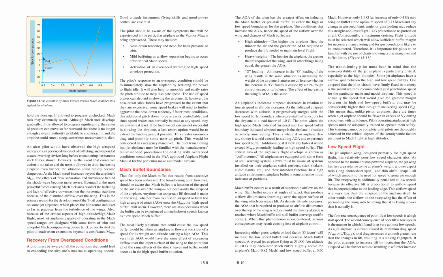If the first two options are not successful in slowing the airplane, a last resort option would be to extend the landing gear, if possible. This creates enormous drag and possibly some nose-up pitch. This would be considered an emergency maneuver. The pilot transitioning into jet airplanes must be familiar with the manufacturer's recommended procedures for dealing with overspeed conditions contained in the FAA-approved airplane flight manual for the particular make and model airplane.